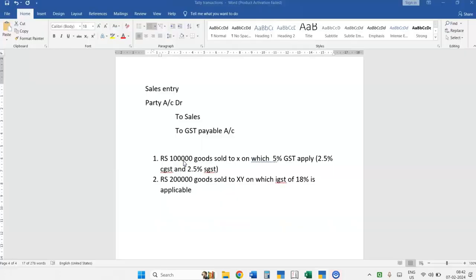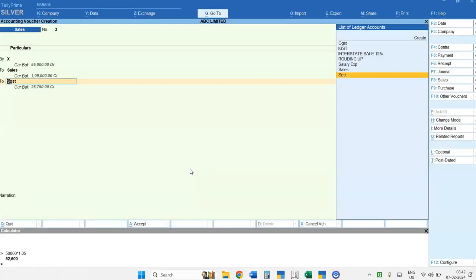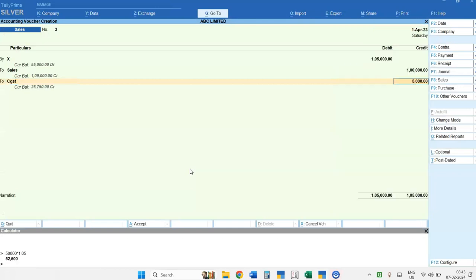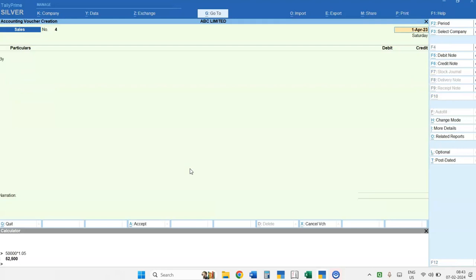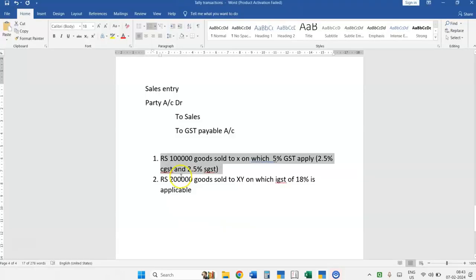Then what will be the GST, CGST and SGST? 2.5%. So I am selecting CGST 2.5%, that is 2,500, and SGST, that is 2,500, and pressing enter till the last. My entry will be done. Now I will do the entry for the second transaction. Rupees 2 lakh goods sold to XY on which IGST 18% is applicable.